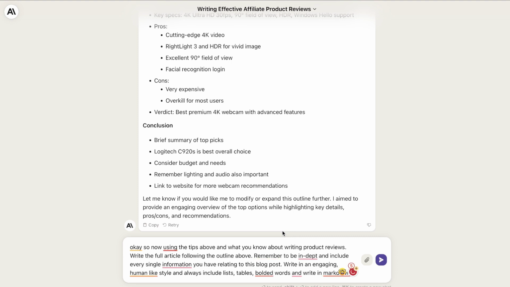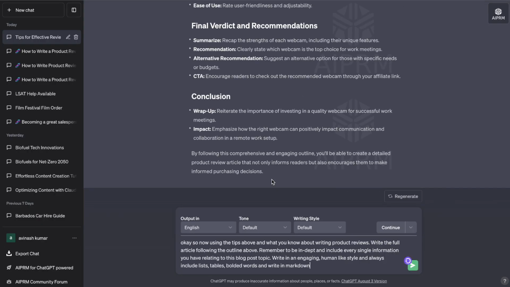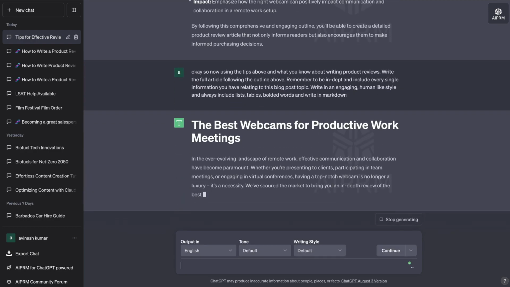Write in an engaging human-like style and always include lists, tables, bolded words, and write in Markdown. Okay, so let's go ahead and run this, and we're going to run the same prompt on ChatGPT, GPT 3.5.